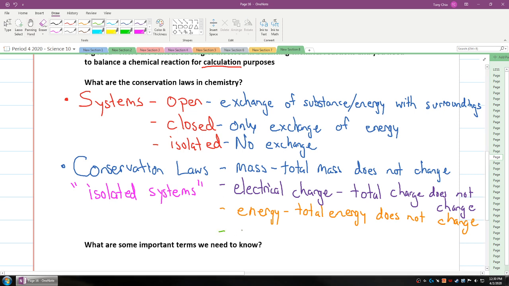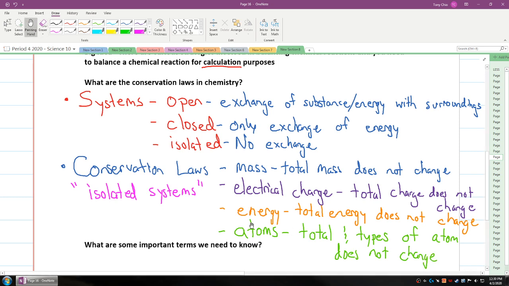And this one is atoms. The conservation of atoms. And this is where total and types of atoms do not change. So what does that mean? Well, that means that if you have 7 oxygen atoms, then you should finish off with 7 oxygen atoms as well. So that's what the conservation of atoms is. So we're going to use the conservation of atoms to help us balance.